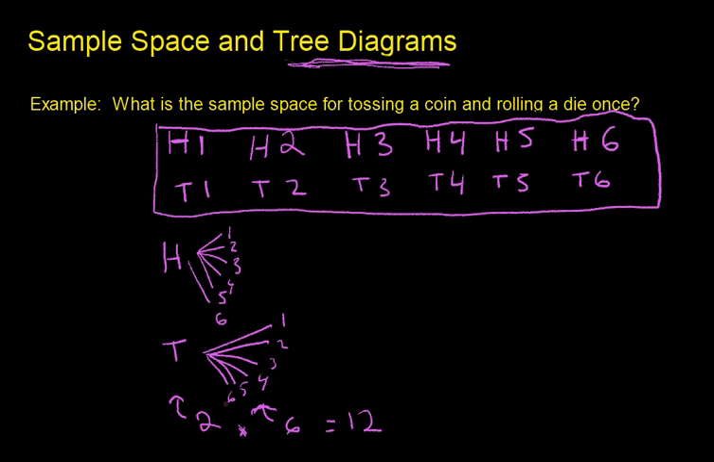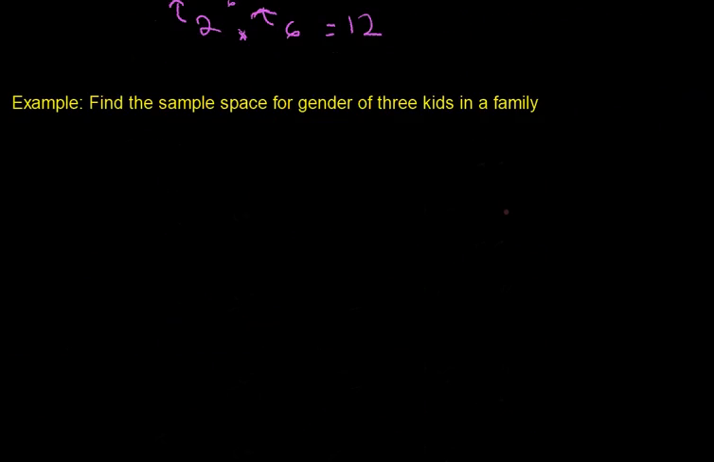If you multiply 2 by 6, you get 12. You can check, okay, I have 12 there. So there we go. That's my sample space. All right, so let's do another example.